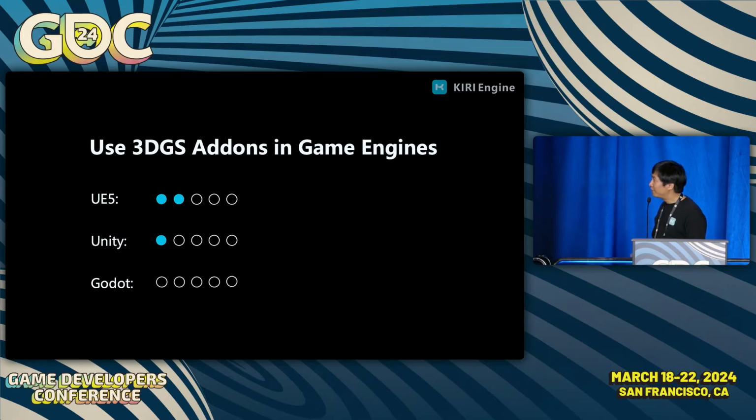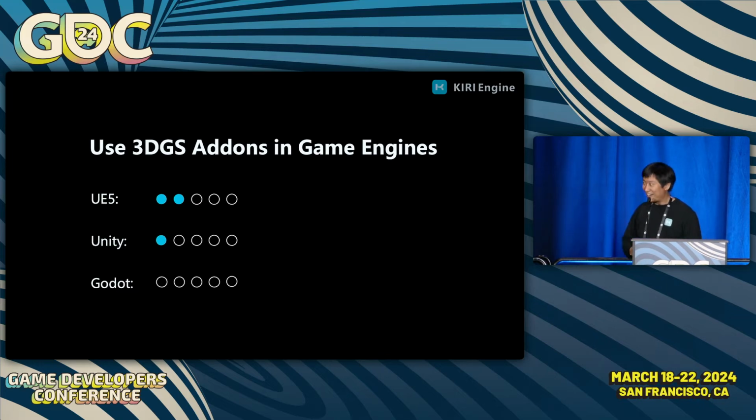So how do we solve that? We have to introduce 3D Gaussian Splatting add-ons in the existing game engines. So actually, right now the game engines can support 3D Gaussian Splatting. But how far are we though? As you can see, we're not really far.